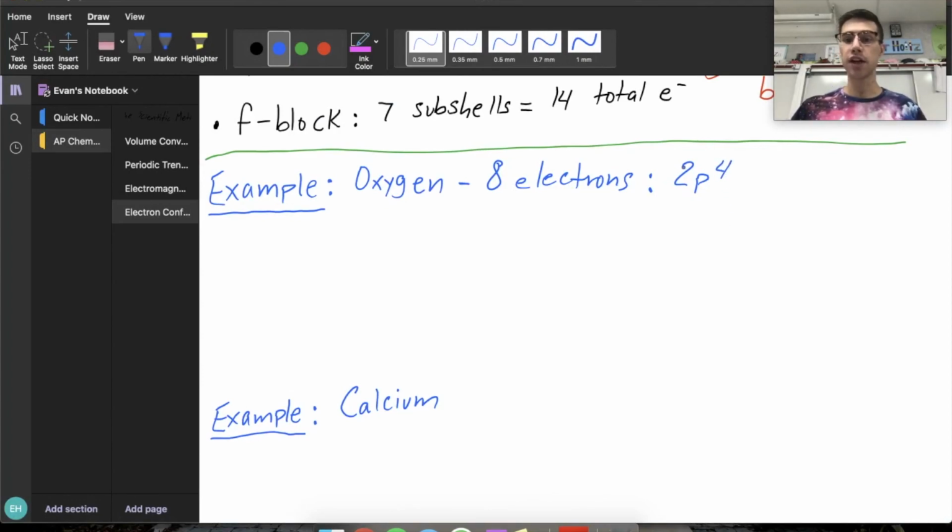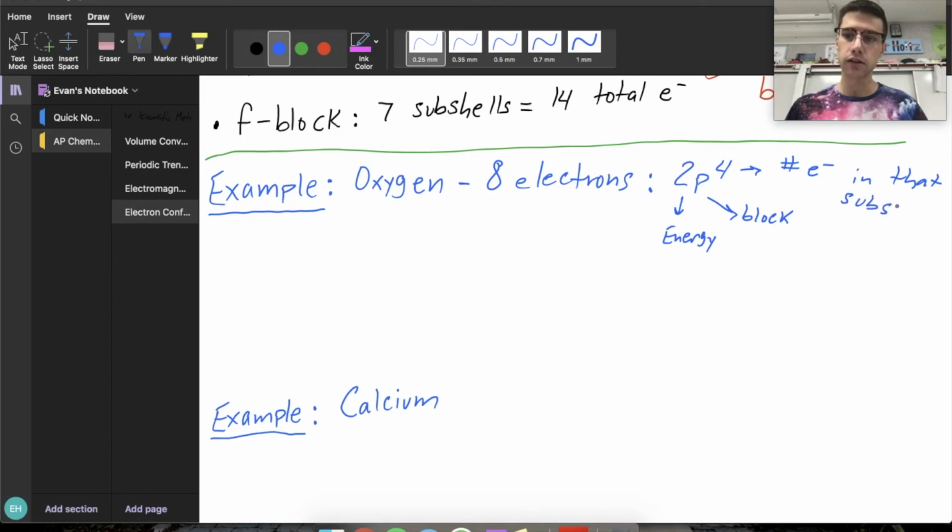So the way that we represent this is: 2 is the energy level, p is our block, and 4 is the number of electrons in that subshell. Now, we'll see what this looks like when we draw it out.